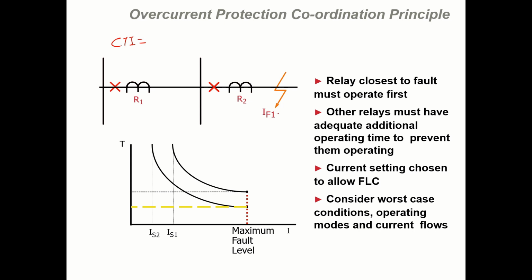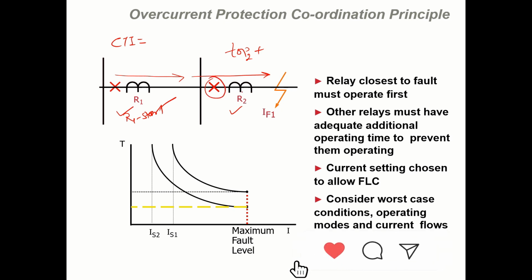Now, if there is a fault here, that fault is fed like this, so both relays R2 and R1 will see the fault current. First of all, R2 should operate. But when R2 starts, at the same time R1 will also start. When R2 operates, the first thing is the time of operation of R2. Then, if R2 operates, the next course of action is that the breaker should trip. If the breaker trips, that means you have a certain time, the CB open time.